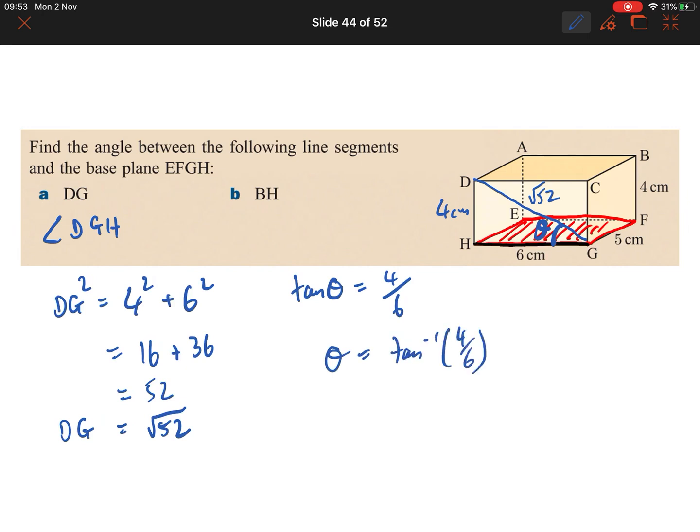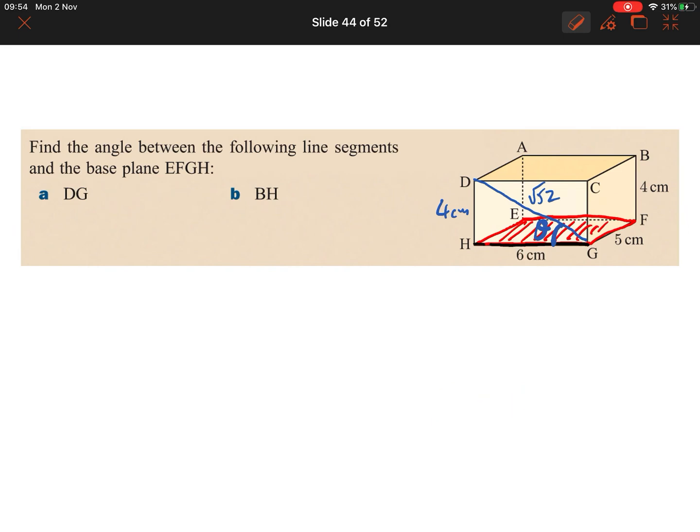So theta is equal to shift tan of 4 over 6. I'm just going to use my calculator. Shift tan 4 over 6, making sure you're in degree mode. Then that angle is 33.7 degrees to 1 decimal place. Okay, what about BH?